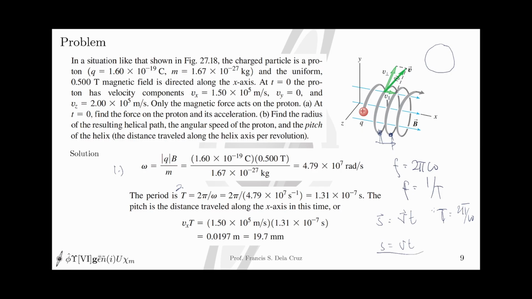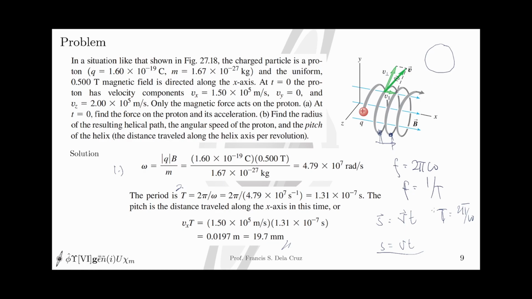So using our basic kinematic equation, distance is equal to speed times time, from speed equals distance over time. So we substitute the time, 1.31 times 10 raised to negative 7 seconds, and the velocity along the x-axis, 1.50 times 10 raised to 5 meters per second. That pitch is equivalent to 19.7 millimeters. So that's it.